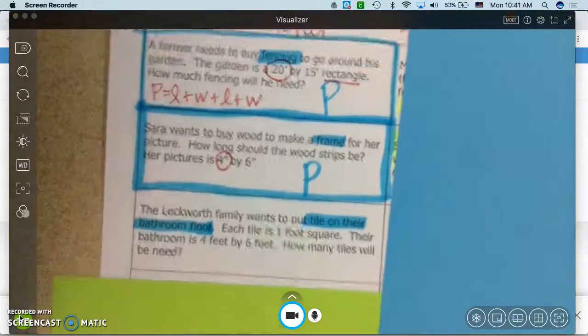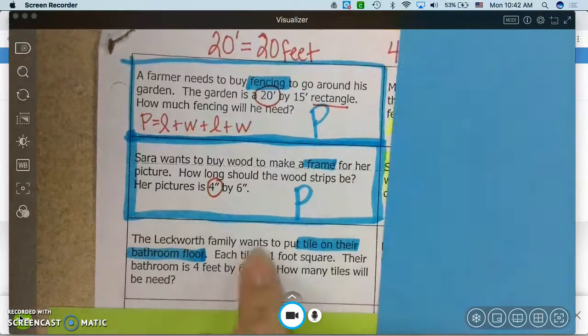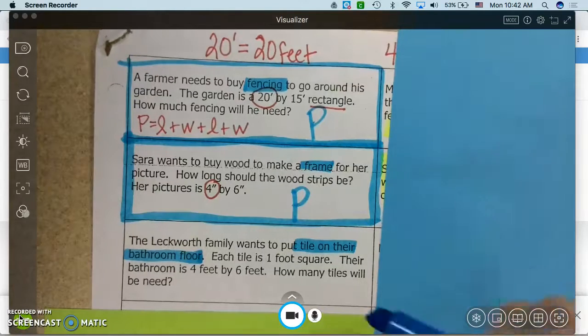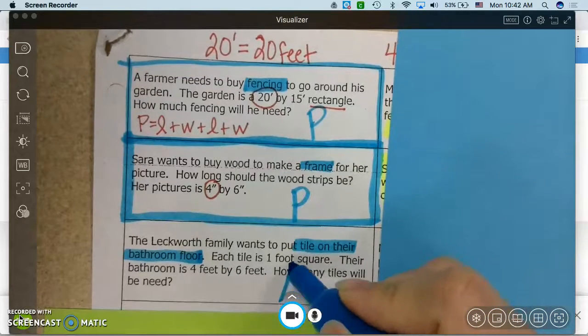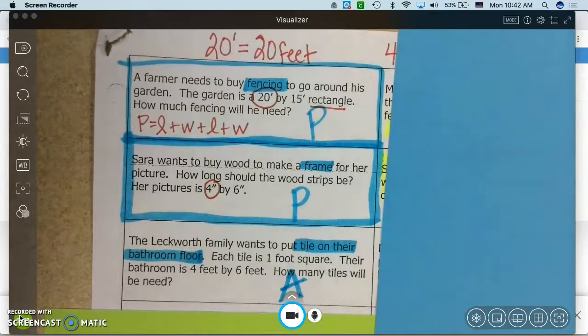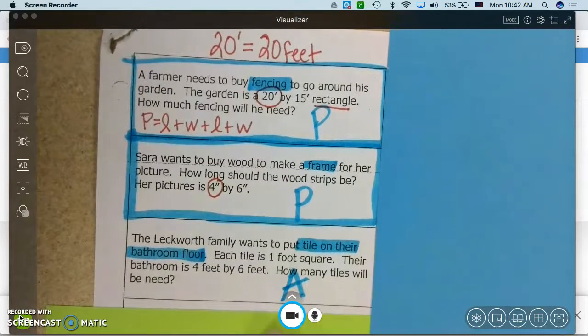Okay, fine. All right. So let's look at the Leckworth family. They're putting tile on their bathroom floor. What'd y'all put down for that one? Think about where tile goes. Look at the tile in the hallway, the tile on the floor back here. Where does that cover? Area. It covers the whole thing, doesn't it? I think I used the wrong color on that, actually. But it's fine. You can still tell.